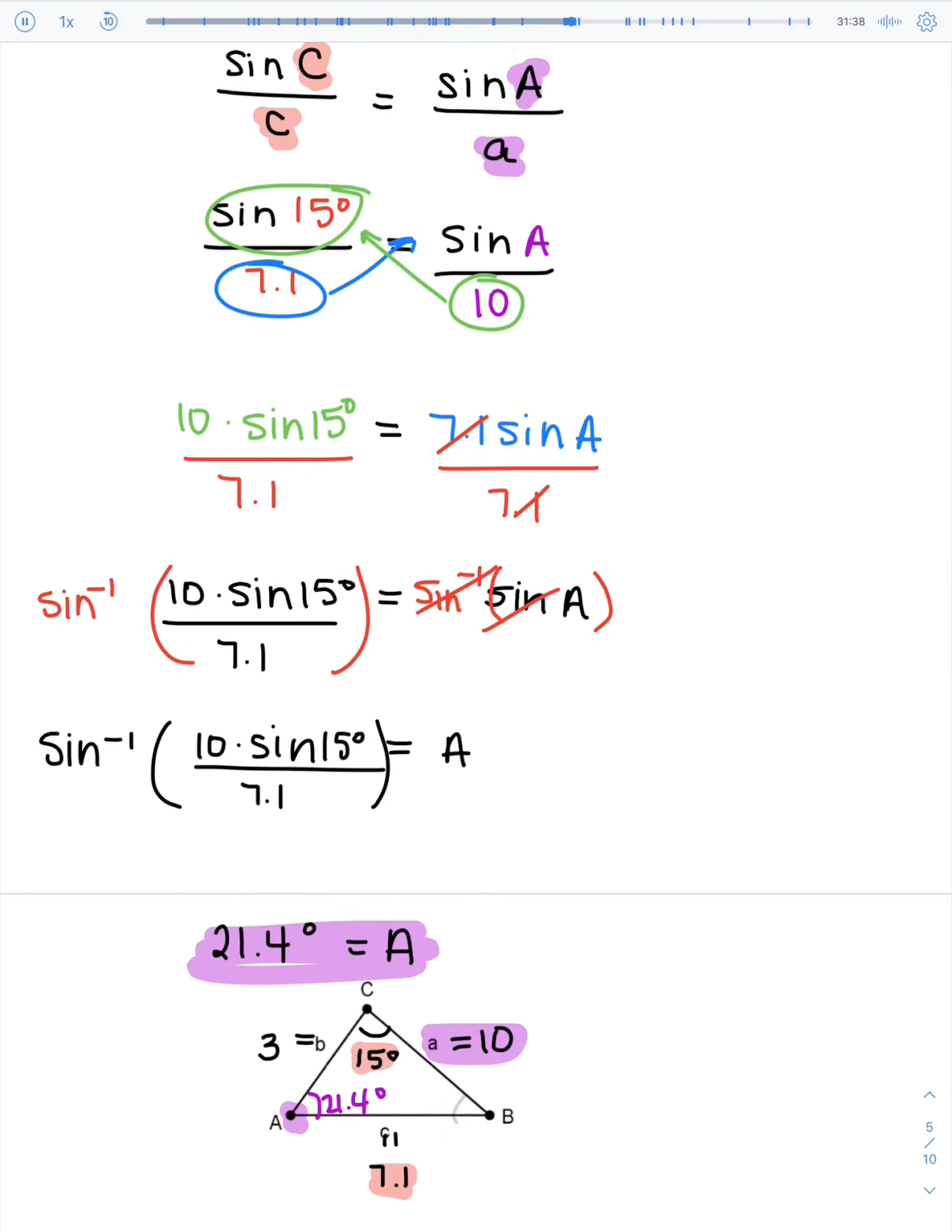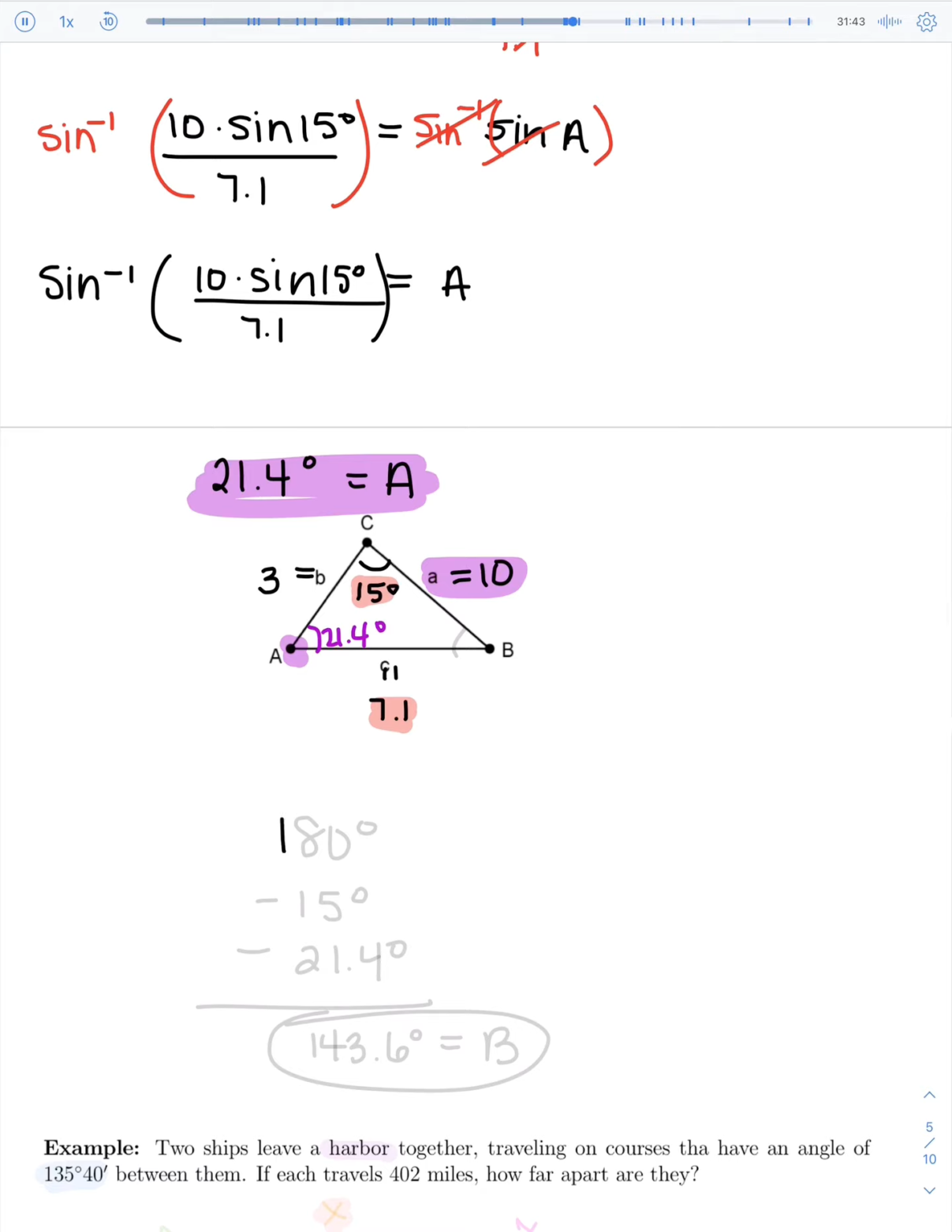So if we wanted to find the missing angle, remember all the angles in a triangle have to add up to 180. So I can take 180 degrees minus my 15 degrees minus my 21.4 degrees I already have to find my missing angle B here. And let's see what we get. We end up with 143.6 degrees, and that's our angle B. And so now we have all three angles, all three sides, and we've solved the entire triangle. And we're done.